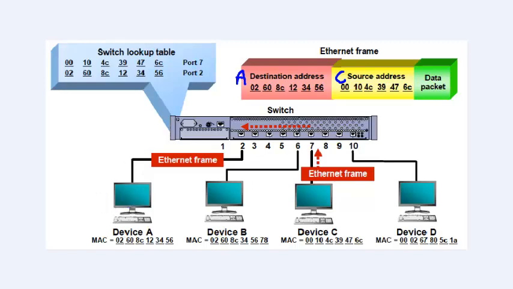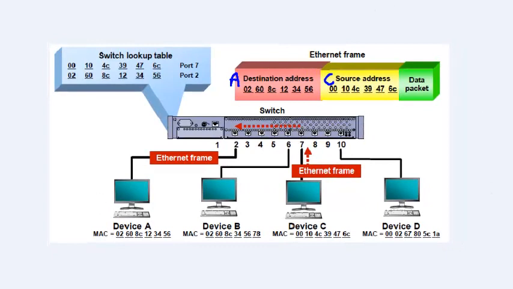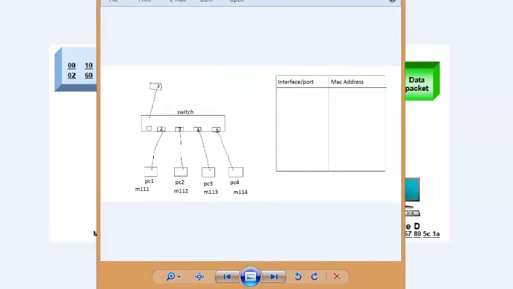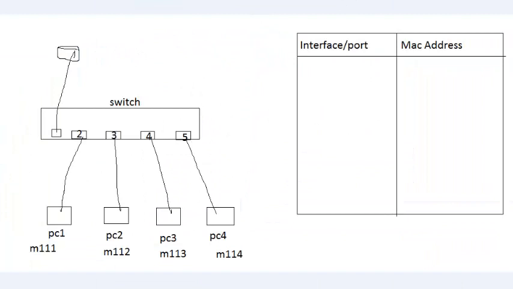I'll use a small drawing to illustrate the explanation. Here, we have a small drawing: we have a switch, a small router. I'm not an expert in drawing, so we have ports 2, 3, 4, 5, 4 PCs, PC1, PC2, PC3, PC4, and let's say these are the MAC addresses. Okay, let's say PC1 wants to send data to PC3.